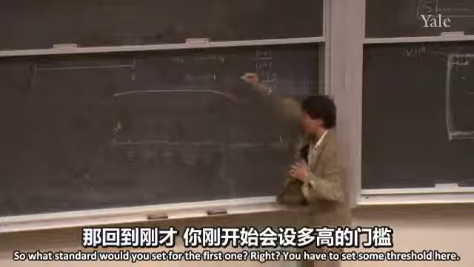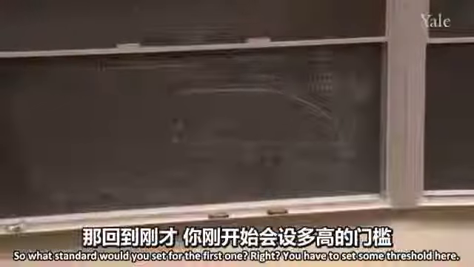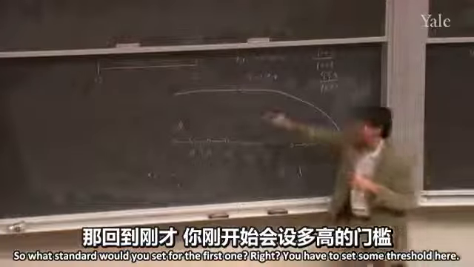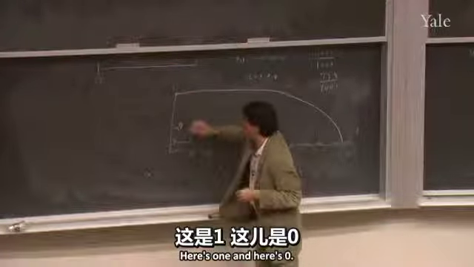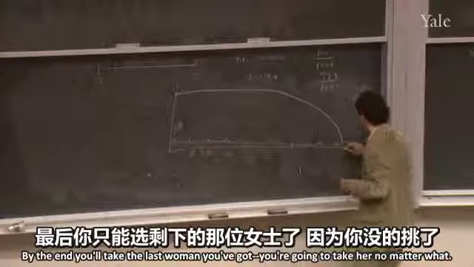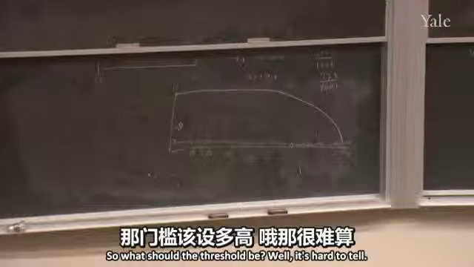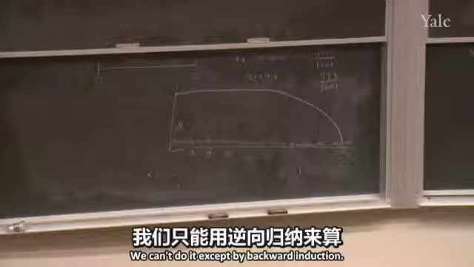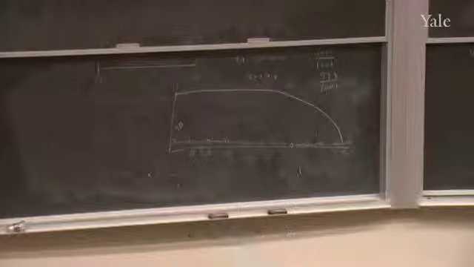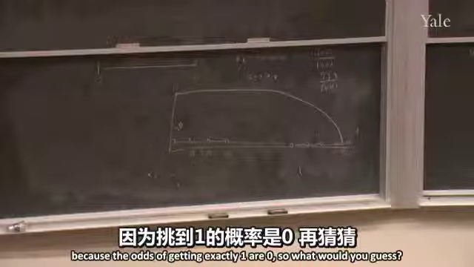But now, what standard would you set for the first one? You have to set some threshold here. Here's 1, and here's 0. By the end, you'll take any, but the last woman you're going to take her no matter what. So what should the threshold be? Well, it's hard to tell. We can't do it except by backward induction. So what would you guess? 1? Well, then you'll never take her if it's 1, because the odds of getting exactly 1 are 0. So what would you guess?